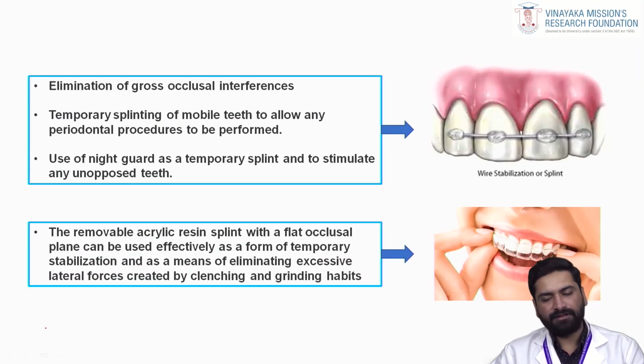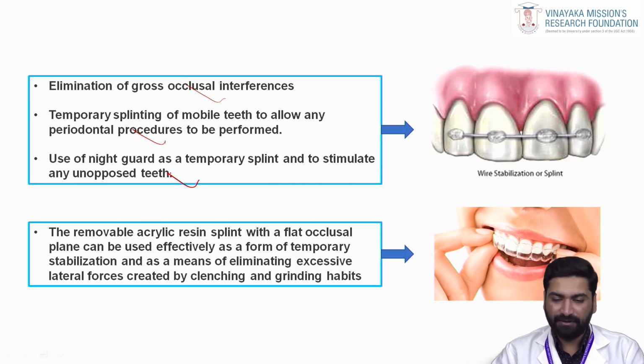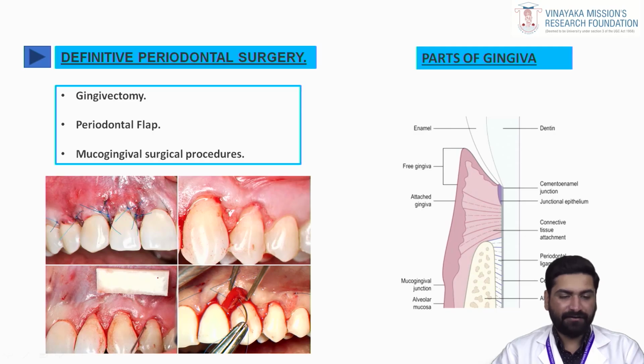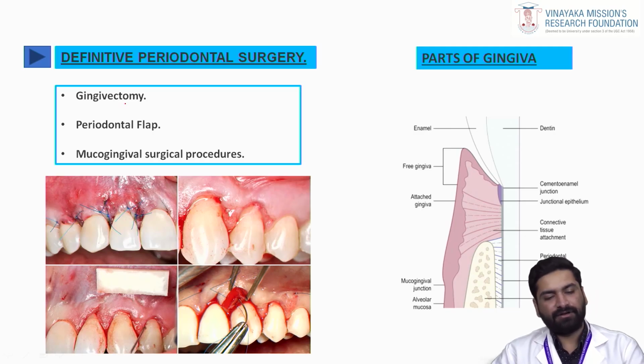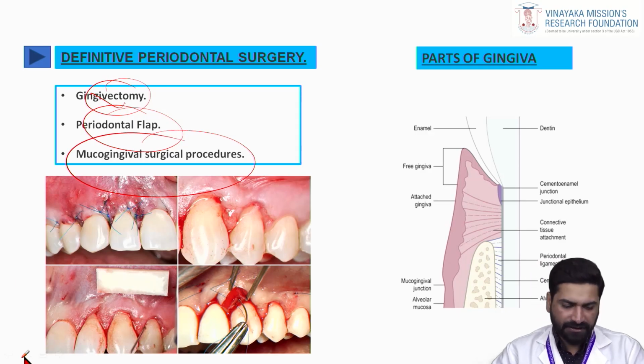Then moving on to the more definitive part, where you can splint the teeth, you can do gross occlusal correction so that there is no trauma from occlusion, you can give a temporary splint, right? You can also give a removable splint. So all those things can also be done if required. Again, here you can go for gingivectomy. If the gingival overgrowth is more, you can go for gingivectomy, periodontal flap surgeries and mucogingival surgical procedures.